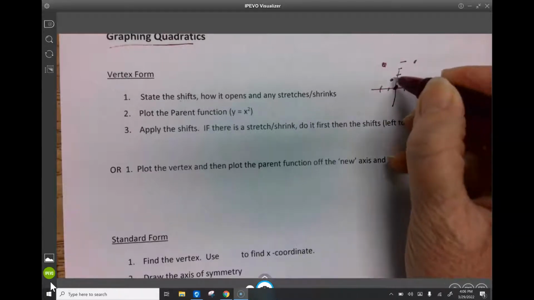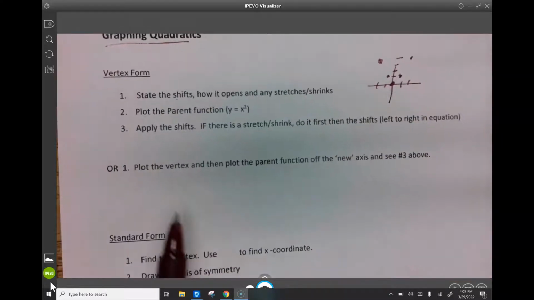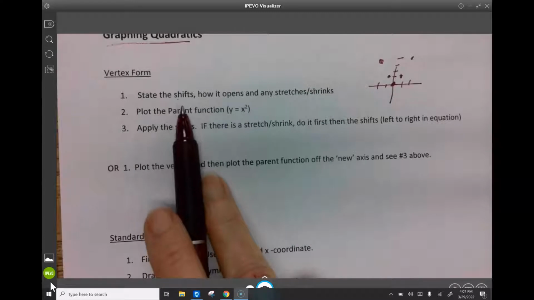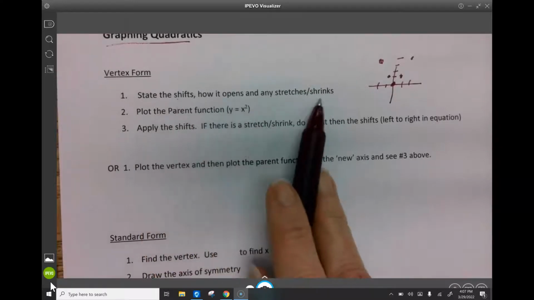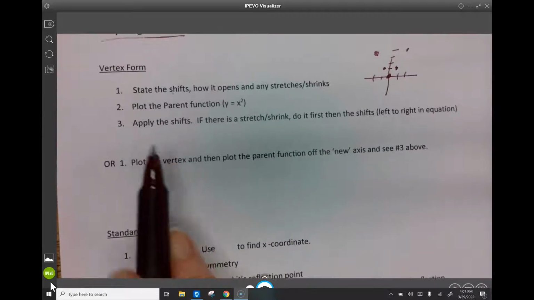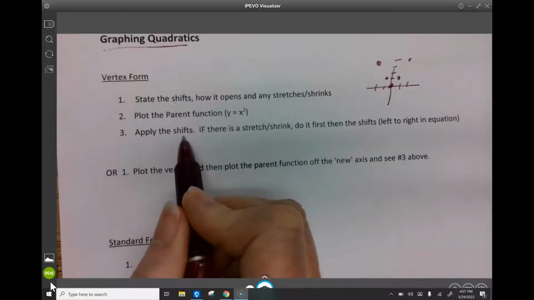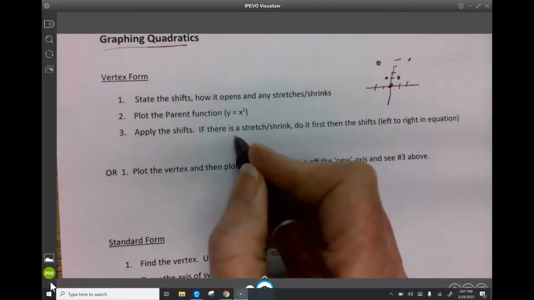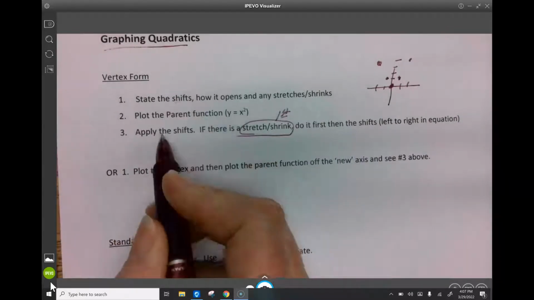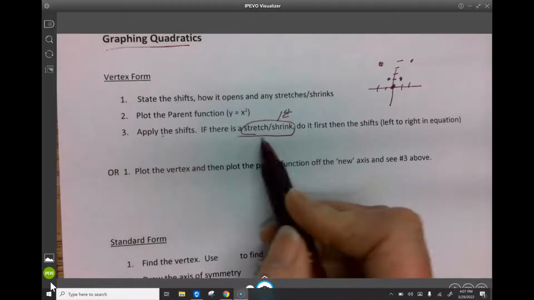Those are always your parent function points. You're always going to start off by plotting those if you're going to be using this method in order to graph. So plot that. Then you're going to state the shift, how it opens, and then stretches and shrinks. Then, after you apply the parent function, you're going to apply the shifts. You're going to first do the stretches and shrinks. Okay, first do this, then apply the shifts.